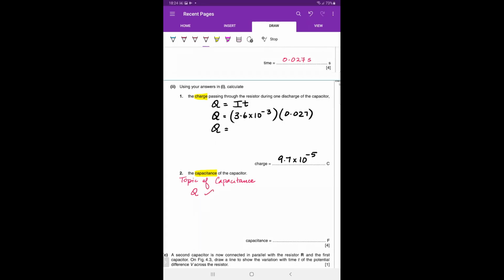Charge is directly proportional to potential difference. तो इसकी बेसिस पे हमारा फॉर्मूला बनता था, if you remember, Q is equal to CV. So I can use the formula to calculate the capacitance. The charge is already calculated in the previous part. Capacitance find करना है.